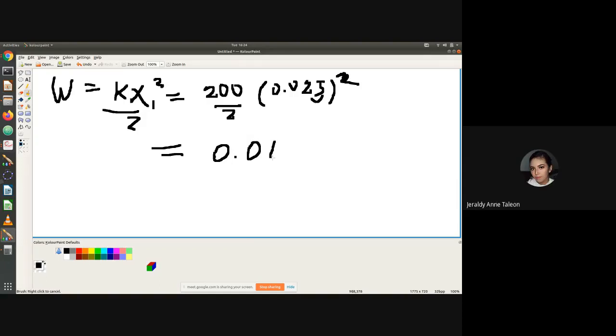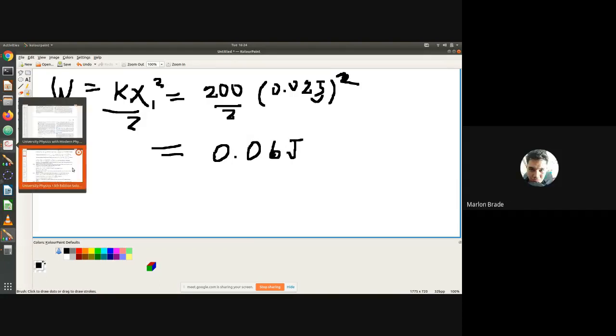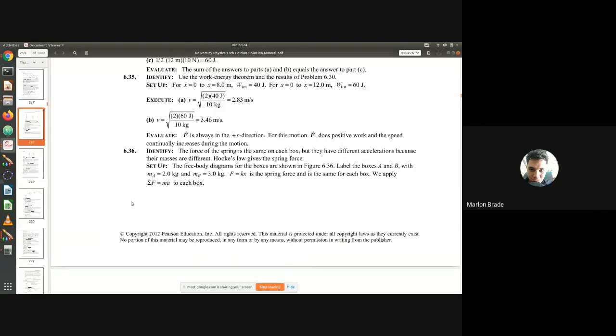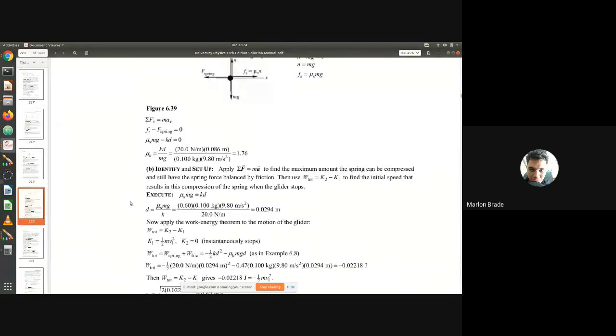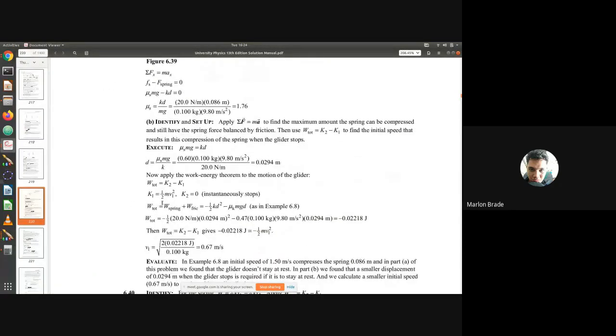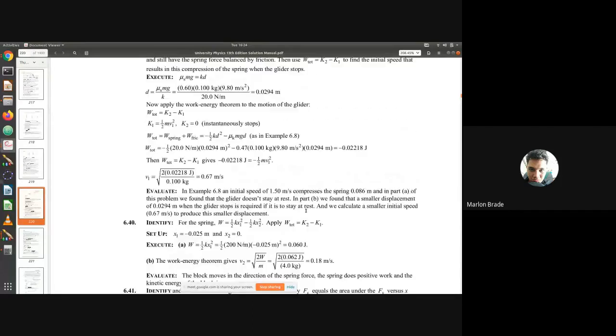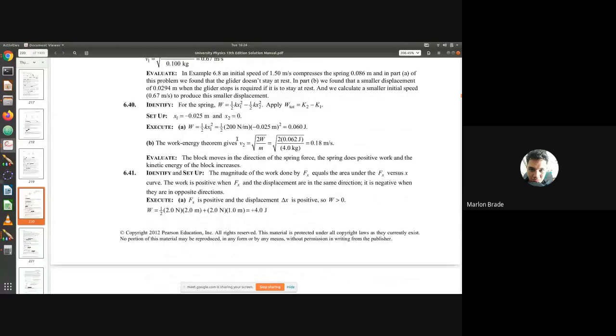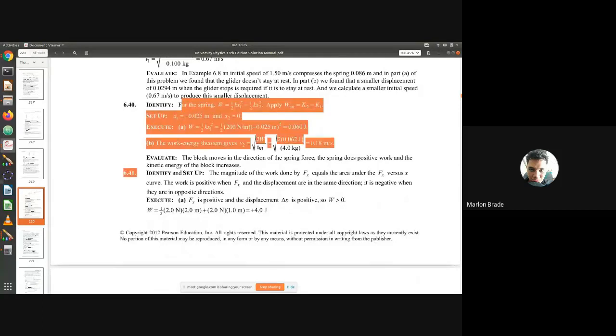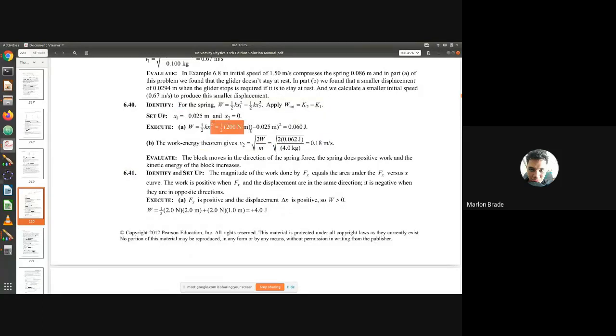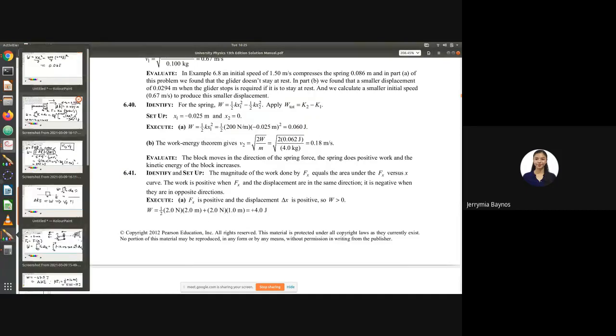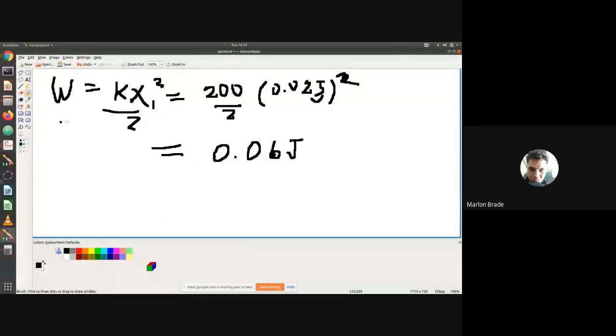0.06 joules. Yes, sir. So where is the number 6.40? It's above, sir. Ay, 0.06 joules, sir. The work is correct. Okay, so that is the work done.